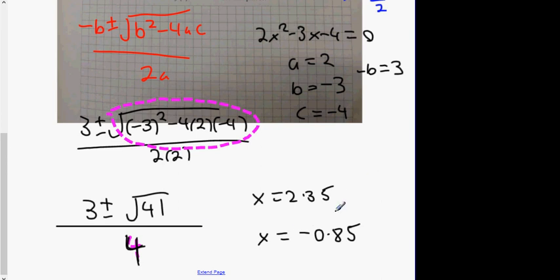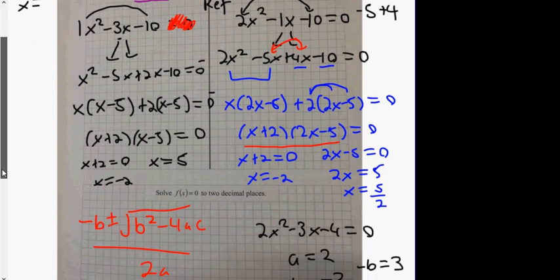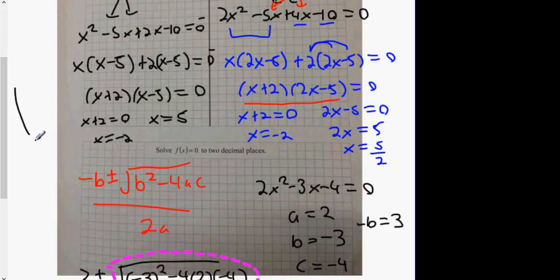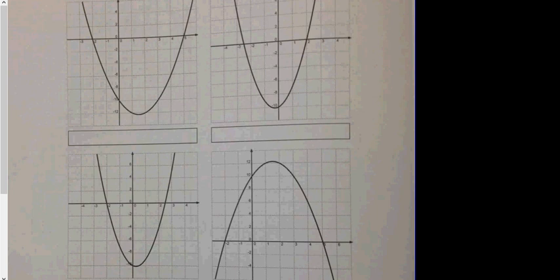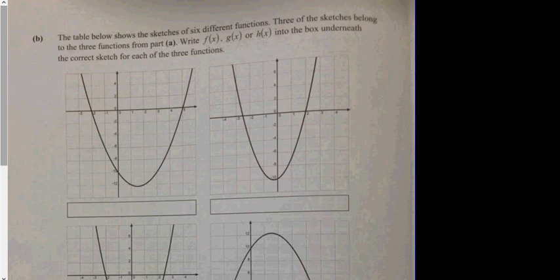All three graphs are what shaped? Plus x squared, plus x squared, plus x squared. What does that mean? U-shaped. I'm looking for a U-shaped graph that crosses at minus 2 and 5. Where is that located? Minus 2 and 5. Anybody see it? The very first one. The very first one is g of x.